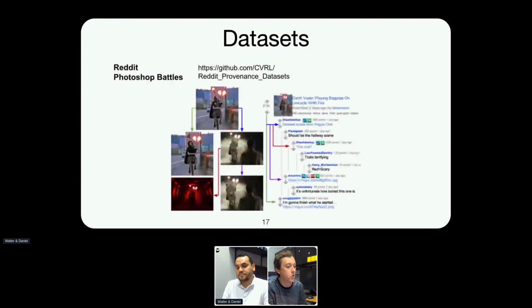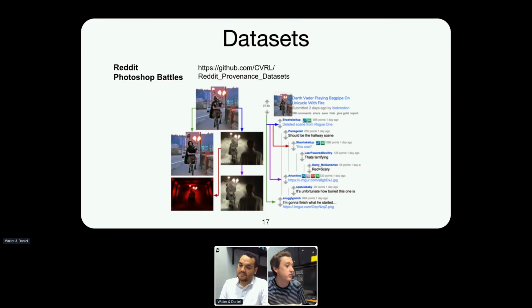A data set, though, which is a bit more realistic in terms of what you see on the internet, is this one which came out of my lab, Reddit Photoshop battles. Here we went to the Reddit Photoshop battles subreddit. And if you're not familiar with this particular subreddit, it's worth checking out. Basically, someone Photoshops an image and says, check this out. What can other people do with it?